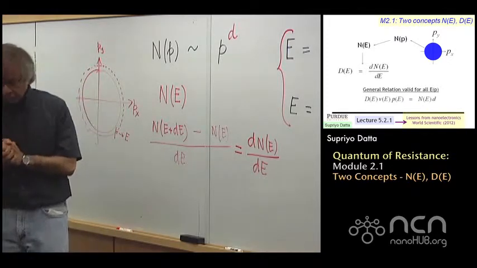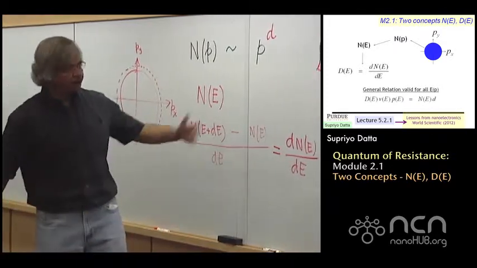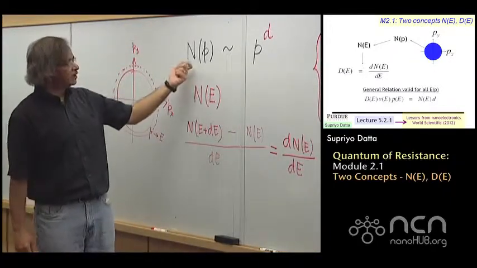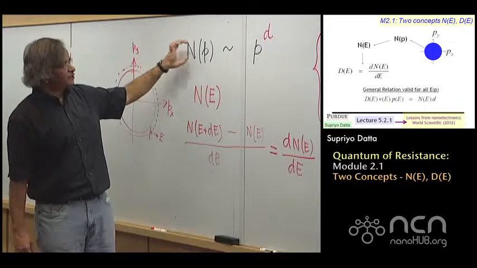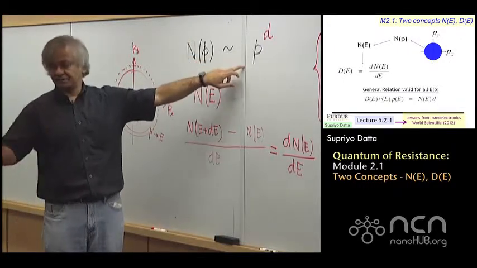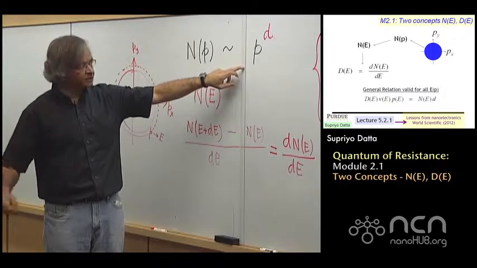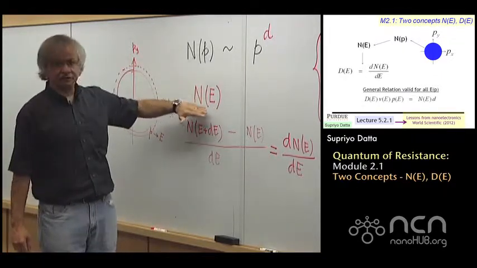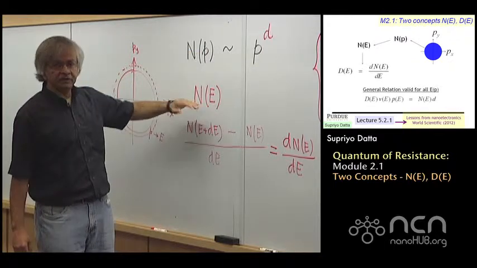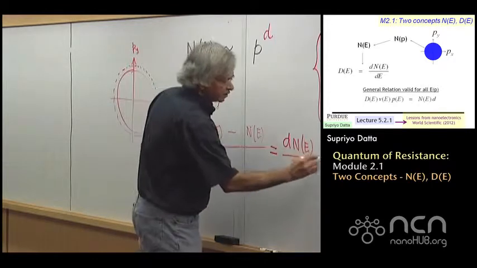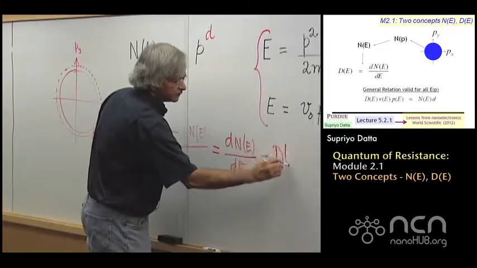If you're trying to write down the density of states, first question, what's the energy momentum relation? Next, write down the number of states as a function of momentum. And this is what I'll be discussing next in the next module in detail. Once you have n of p, you can turn it into n of E. And then if you take its derivative, that's what will give you the density of states. That's the d of E.